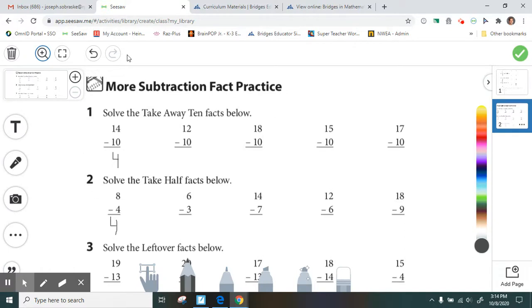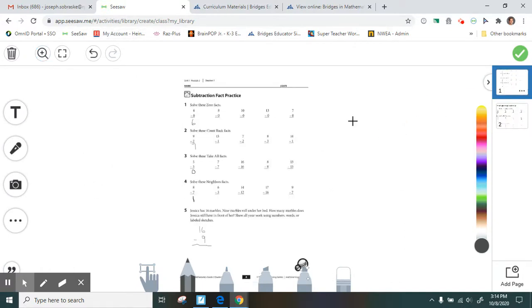Okay, so that's your job for today. Solve these 2 pages. And if you have any questions, feel free to message me or Miss Anderson or Mrs. Elliott.